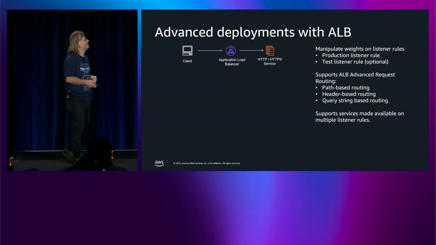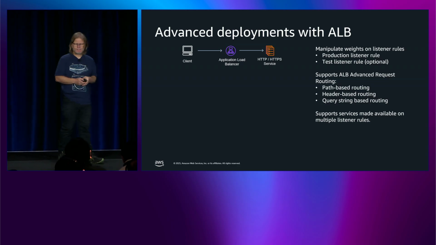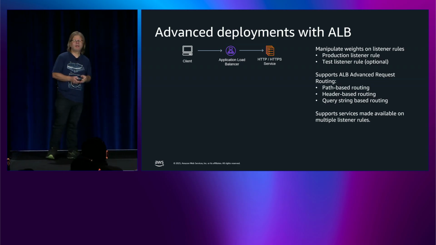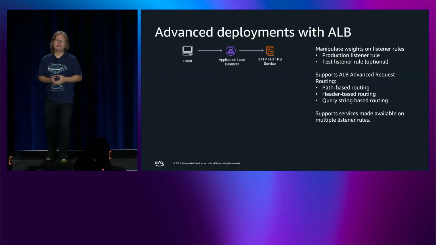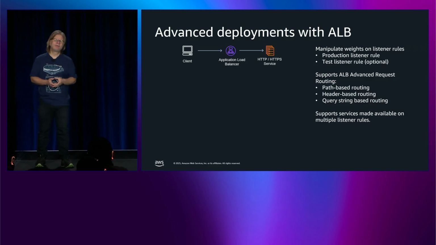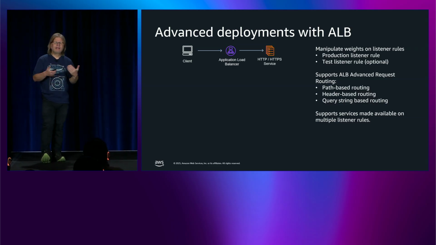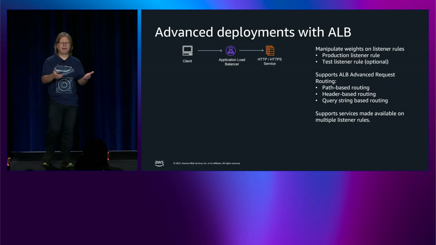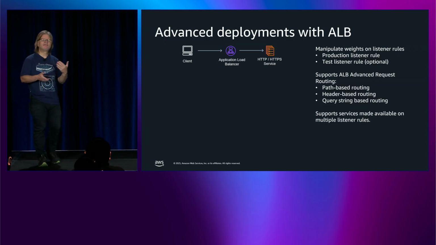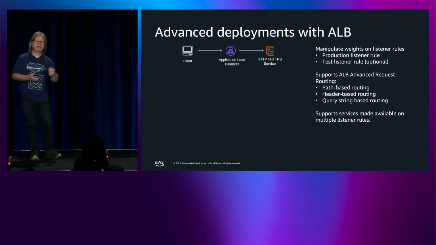So when you do advanced deployments with ALB, you need to provide, as a minimum, a production listener rule, right? And optionally a test listener rule. And the way it works is essentially the weights on those listener rules are manipulated by the ECS deployment controller to achieve the traffic shifting effects that we talked about previously.